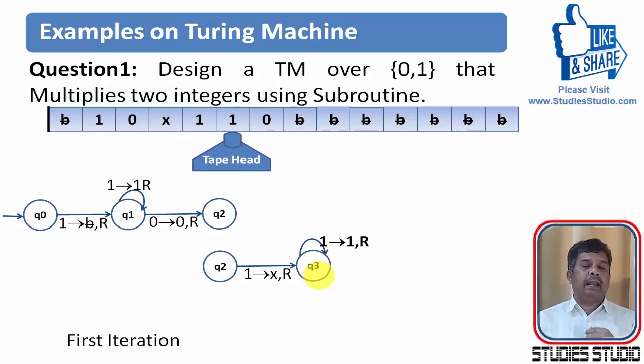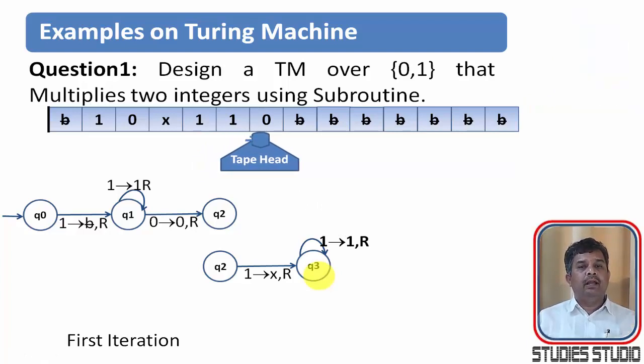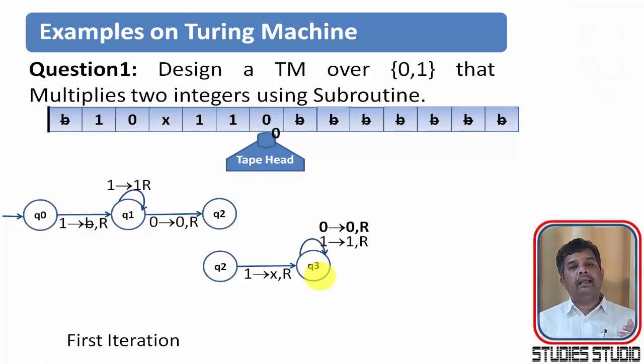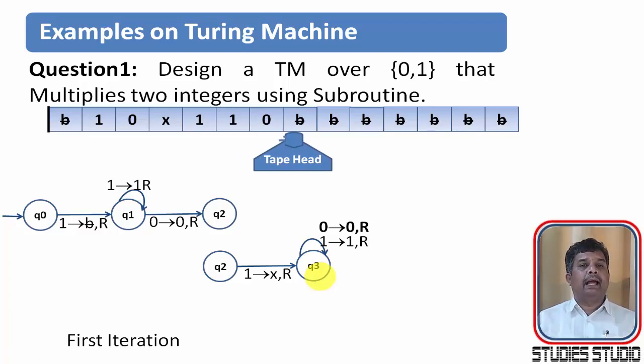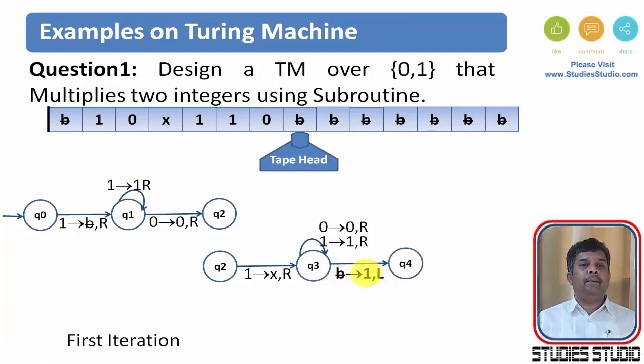Till the first blank appears. So whether I am getting a 0 or a 1, I'll be moving towards the right. Now I got a 0, I wrote it onto the tape and start moving right. Now I got a blank. So whenever I am getting a blank, I'll write 1 onto the tape and I'll start moving left.